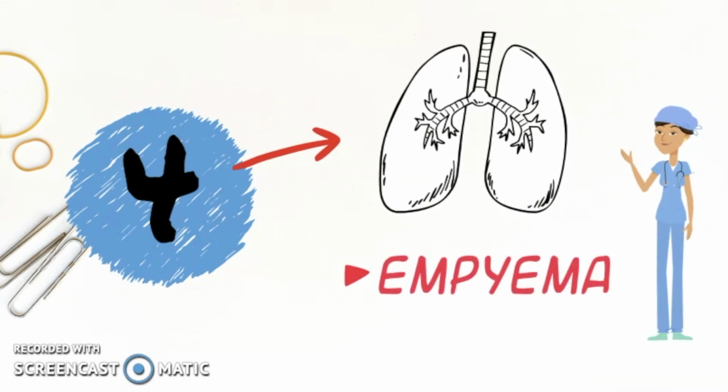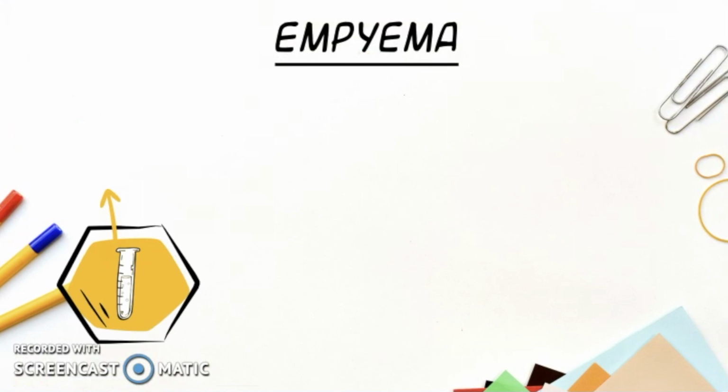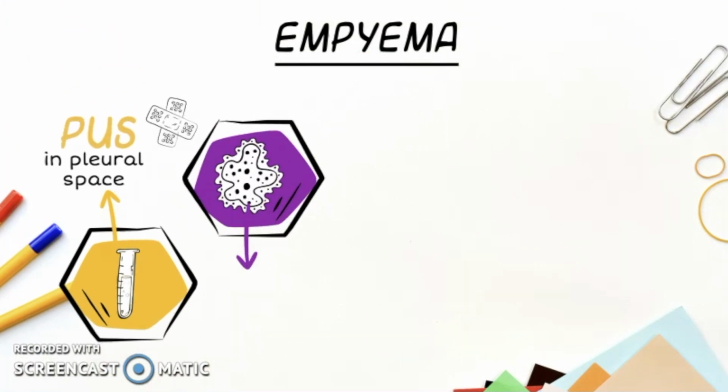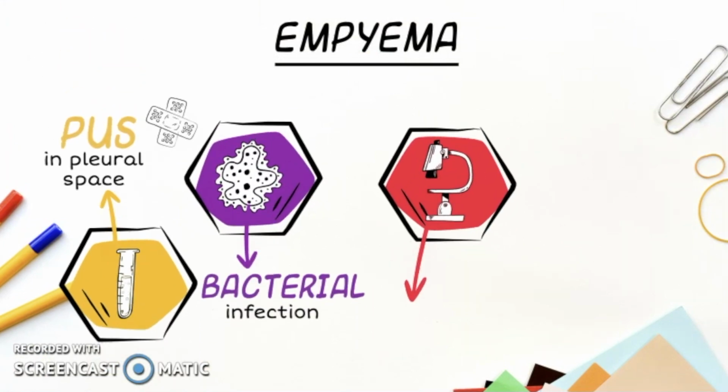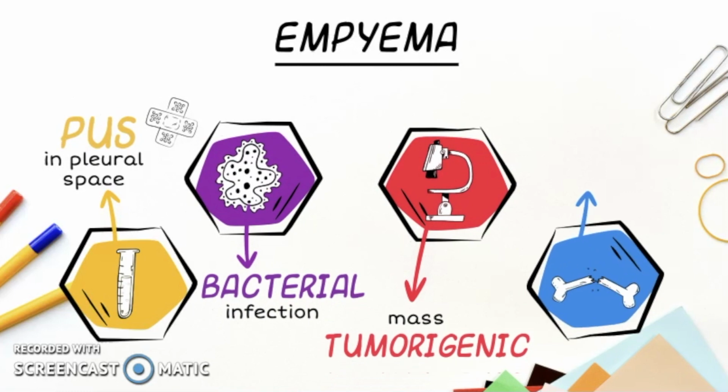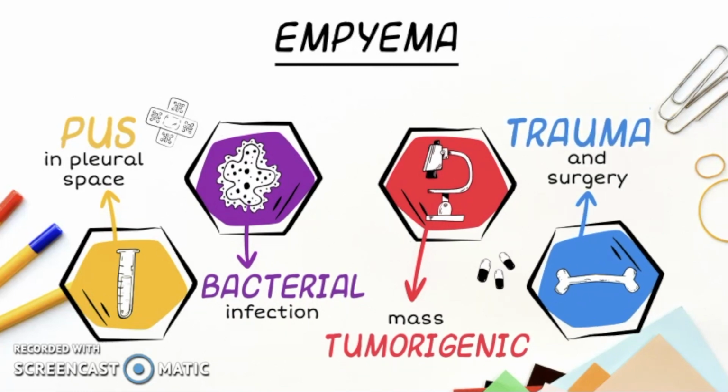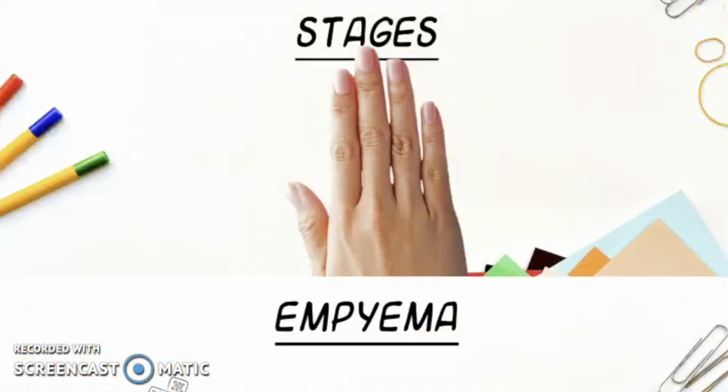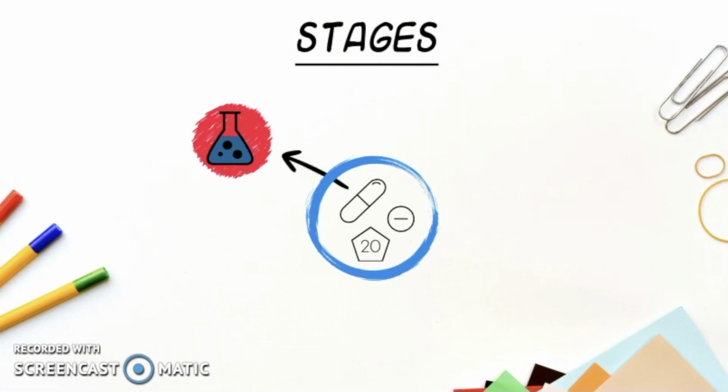Lastly, we will be discussing the condition empyema. Empyema is a collection of pus, fluid, and cellular debris that builds up in the pleural space. It can be caused by bacterial pneumonia, a rupture of a tumorigenic mass into the space, or infection due to trauma or surgery. There are 3 stages of empyema.